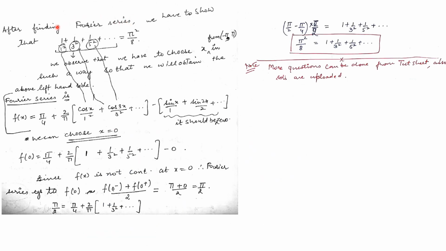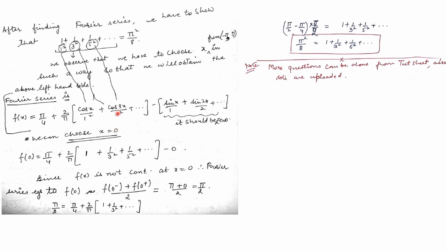Now we have to show that 1 over 1 square plus 1 over 3 square plus 1 over 5 square and so on is pi square by 8, and the Fourier series is this much. Now just see, from this series we have to find 1 square, 3 square, 5 square. That will come over here, not over here. So clearly we have to substitute such a value of x that these terms are 0. And we know that sine x, sine 2x, sine 3x are all 0 at 0, pi, minus pi. So we can choose x to be 0, pi, minus pi.